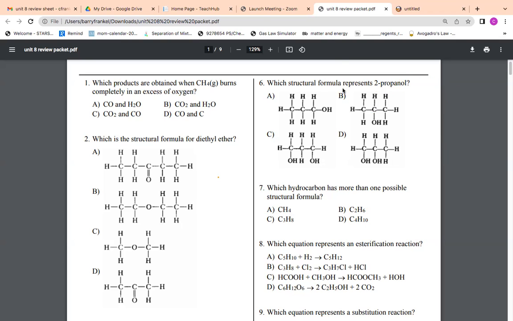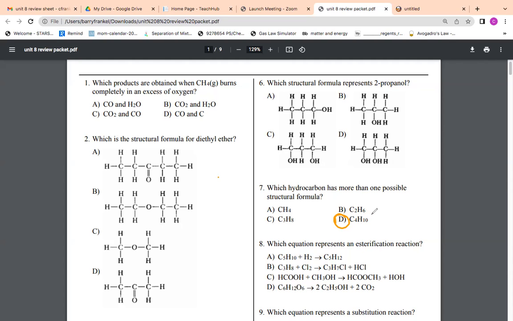All right, number 7. Which hydrocarbon has more than 1 possible structural formula? What they're basically asking is which one of these has isomers. And in order for something to be able to have an isomer, it has to have at least 4 carbons. So our only option is this one. This is butane. The others don't have enough carbons in order to rearrange their structures.